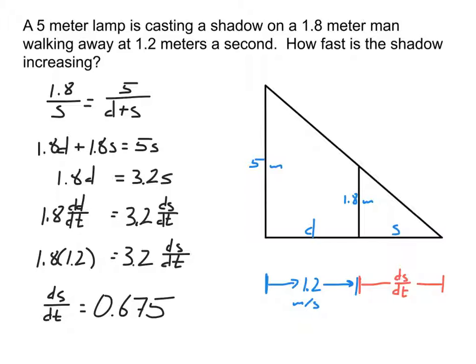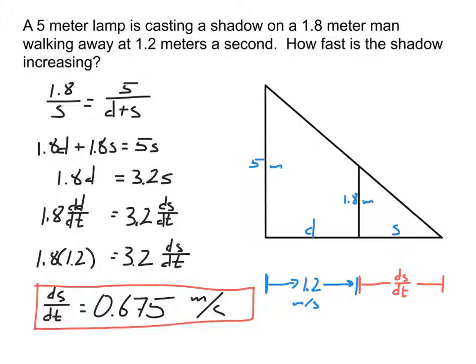Now, one little detail though, I don't want to leave this as my final answer. It's missing something: units. So, what is s measured in? Meters. So it's meters per whatever t is measured in, which is seconds. So then that is my final answer for it.